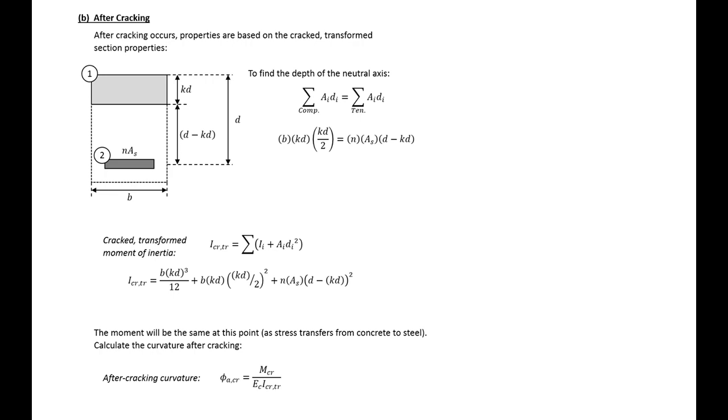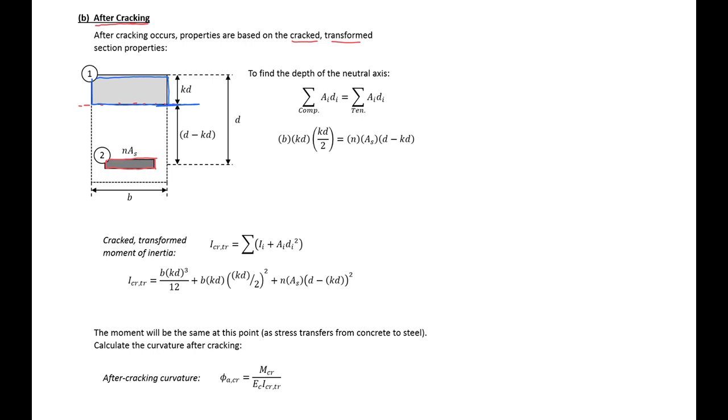The next point that we're going to find is associated with immediately after cracking. After cracking occurs, we're going to use our cracked transformed section properties. To find our cracked transformed section properties, we're going to neglect all of our concrete in tension and only consider the concrete in compression. So this will be our area 1 above our neutral axis, which is located a distance kd from the top. Our steel will transform, and that'll be equal to n times As.